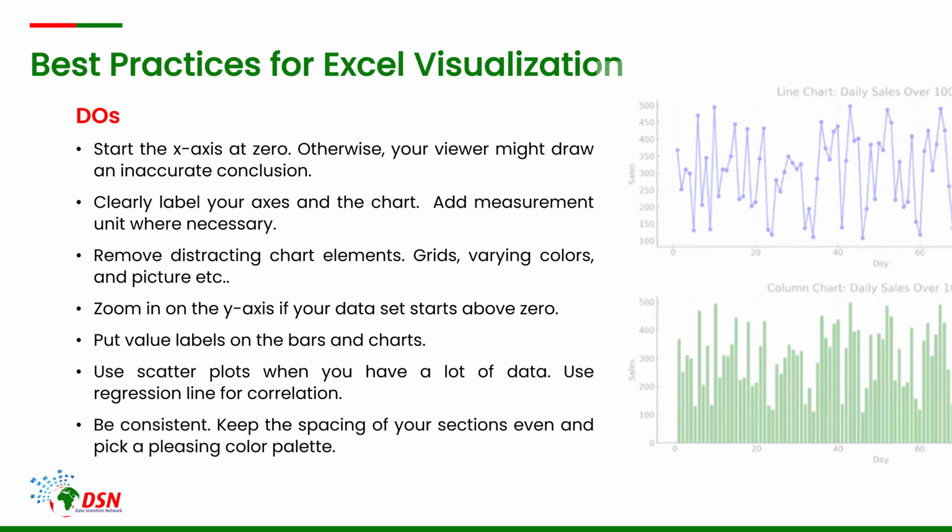Be consistent. Keep spacing on your sections even, and pick a pleasing color palette. Consistency is key to visualization. If you are visualizing more than 2 or 3 data series, the colors that you start with, make sure you stick with them. Don't keep changing to rainbow colors like I've said earlier, and be consistent with the font size and the font color, so that one is not bigger than the other. It might imply some things in visualization.